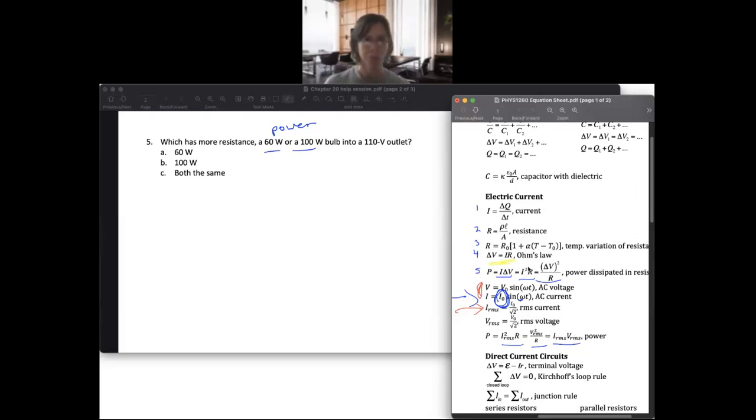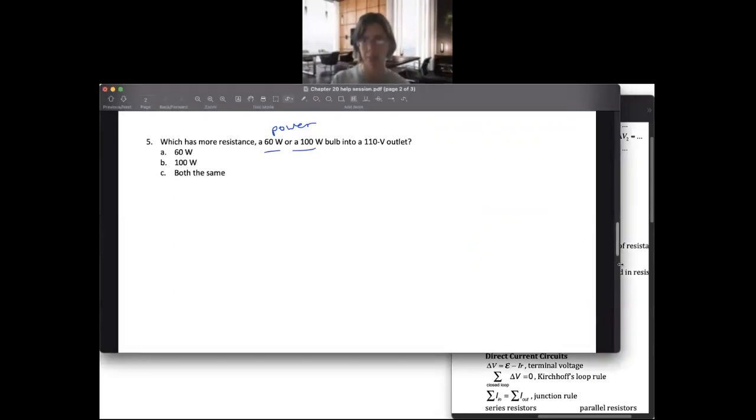So we're given 2 different powers and we're given 1 voltage, and we want to figure out which one has more resistance. So does anybody know which out of these 3 equations we're going to use? I'm going to number them 1, 2, and 3 for these 3. Which one do you think we're going to use? And while you do that, I'm going to help you visualize this.